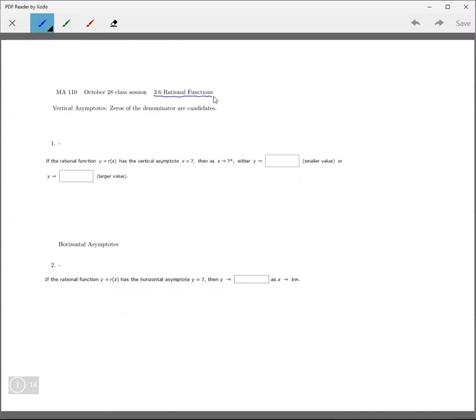Rational functions are where you have one polynomial divided by another polynomial. The most basic one could be considered to be this function here, 1 over x, where the polynomial in the numerator is just 1, and the polynomial in the denominator is just x.